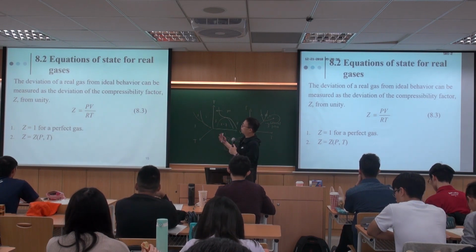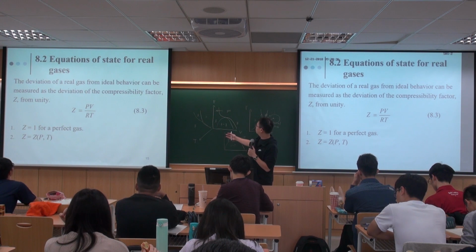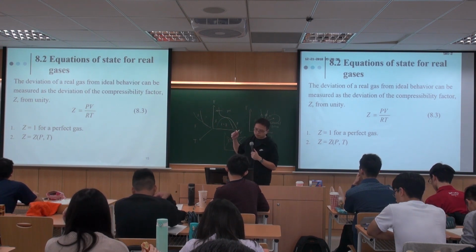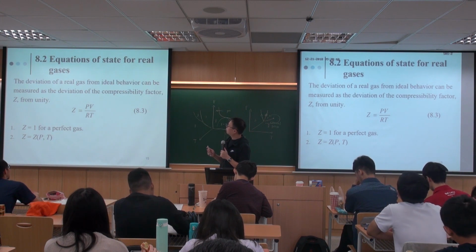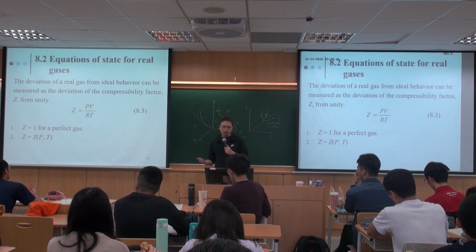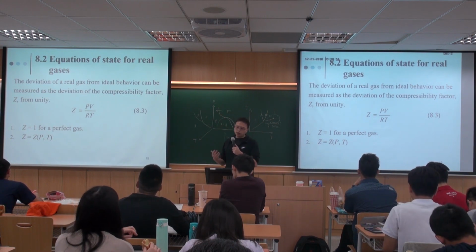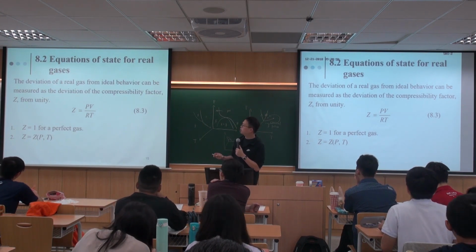So those are for the concept of PV plot and the isotherms for real gas. And now we start to switch gear to the equation of state for real gas. So again, we will start from ideal gas. And we know that for ideal gas, it will obey the ideal gas law.